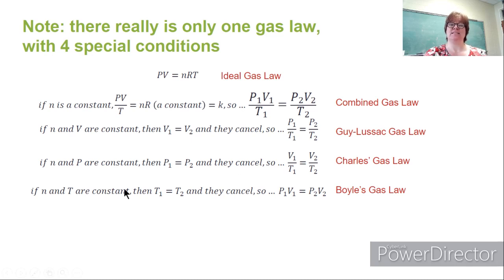If in addition to n being constant, volume is constant, the volumes are going to cancel out and I'm going to get Gay-Lussac. If it's moles and pressure, I get Charles's law. If moles and temperature are constant, I get Boyle's gas law. If we understand how we can relate these things, I basically just have to remember one gas law, and that's the ideal gas law.